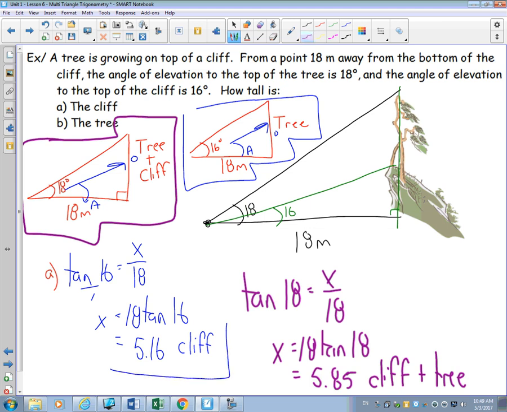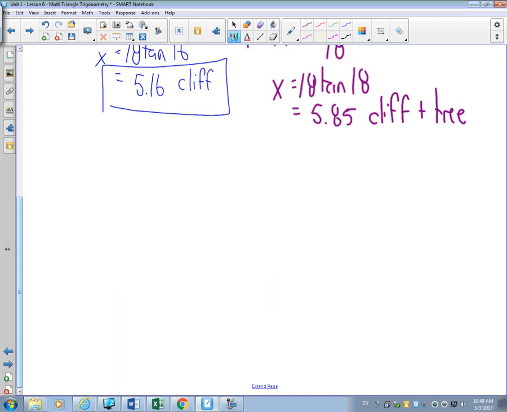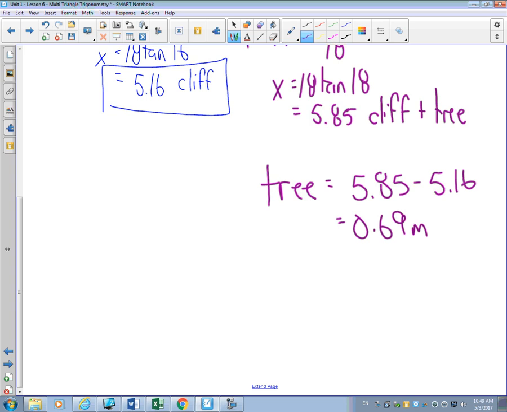Done, right there. If I want to know how tall the second answer is, the tree itself, just the tree, okay, I can say that my tree would equal the 5.85, that's the cliff and the tree, minus the cliff. The difference between them has to be the tree that's sitting on top. So it must be 0.69 meters.